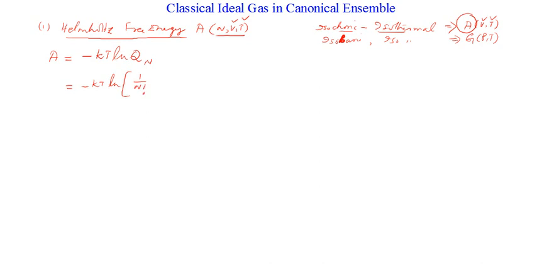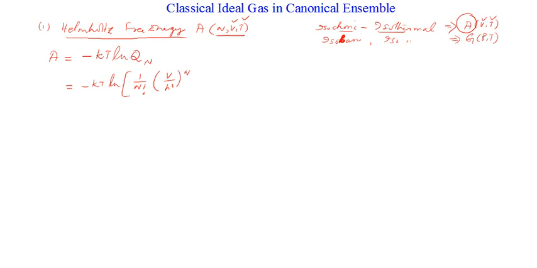Whenever you write an equation, please recollect why such a term or how such terms appeared in that equation. This N factorial we had added in order to account for the correct Boltzmann counting, in order to compensate for the Gibbs paradox. So 1 by N factorial into, what is that? (V by h cubed) whole raised to N.